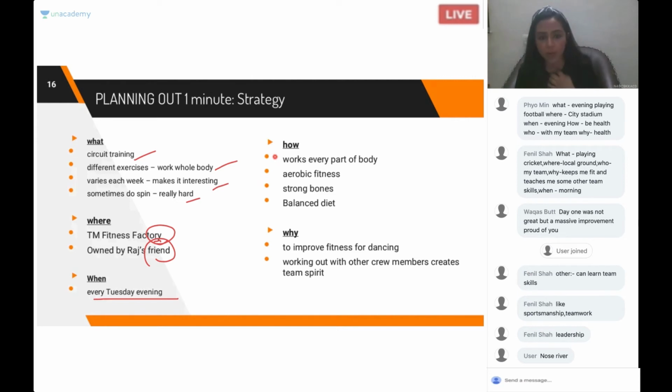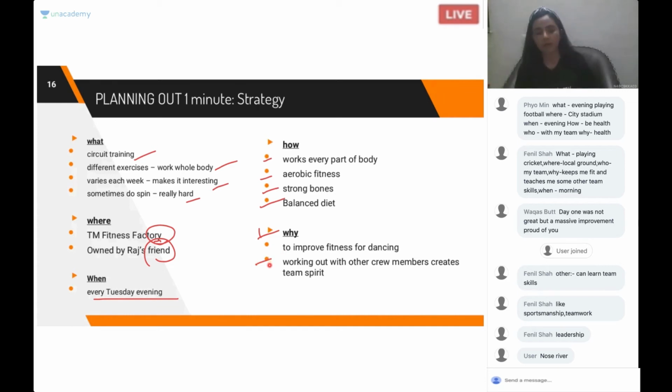For how, I've written works every part of the body, aerobic fitness, strong bones, balanced diet, right? And so many other points that you guys mentioned. And for why, to improve fitness for dancing. I like dancing, so I need to keep myself fit. So I've put dancing specifically there because even if I'm running short of conversation, I can use that word and keep elaborating. So that's why I've precisely put up a point that can help me go ahead, even if I finish the points that I've written.